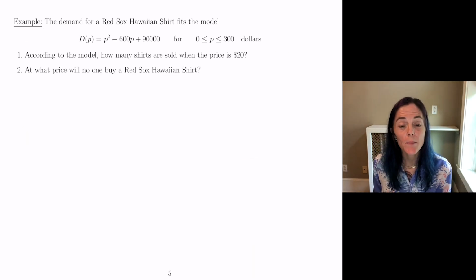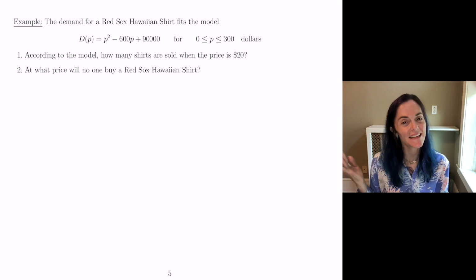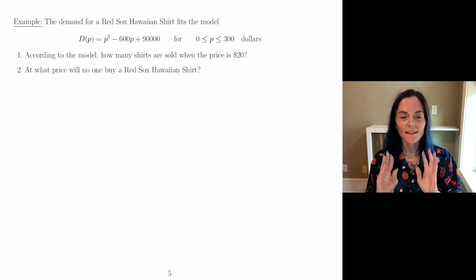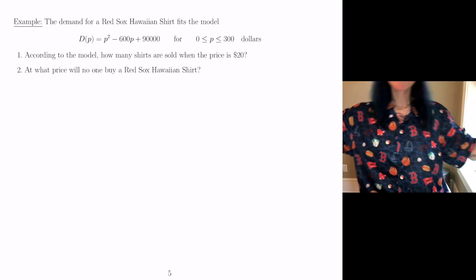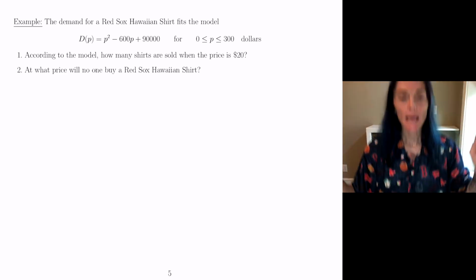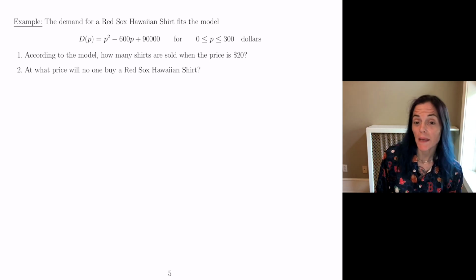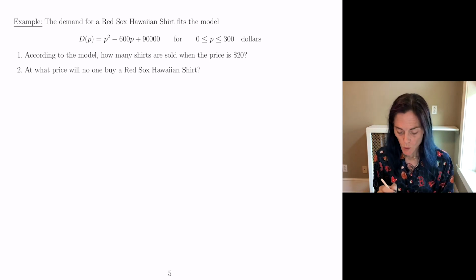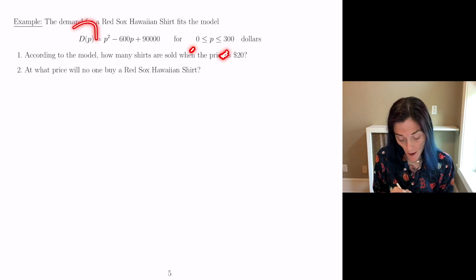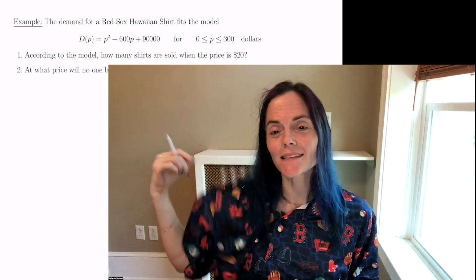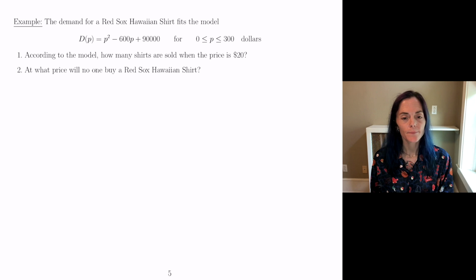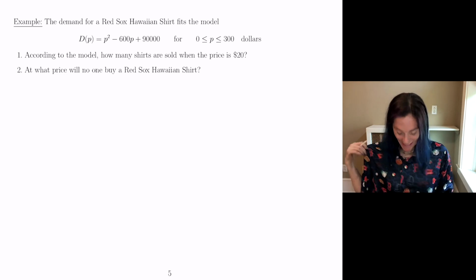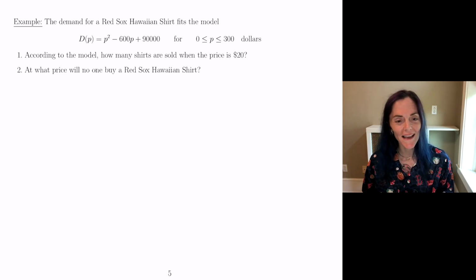Let's do an example. All right, let's read the question. The demand for a Red Sox Hawaiian shirt fits the model D of P is P squared minus 600P plus 90,000. What this says is, for a given price, between $0 and $300, the number of Red Sox Hawaiian shirts sold will be D of P. Now, this is fictitious, but I like this question because in particular, it gives me an excuse to wear my Red Sox Hawaiian shirt.